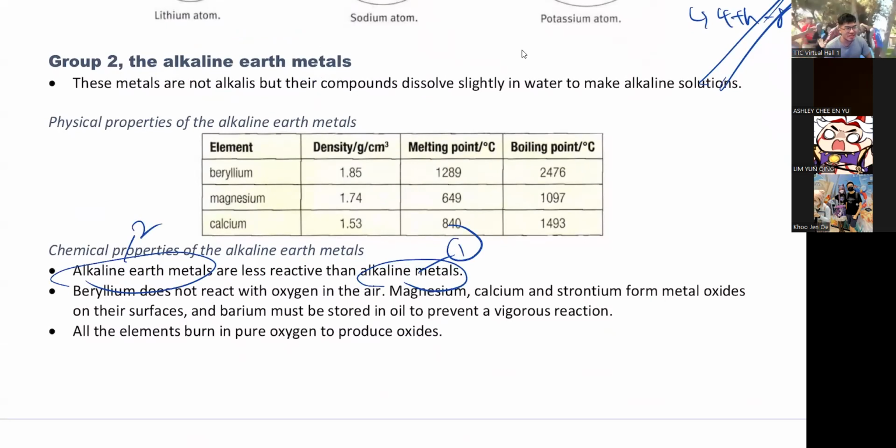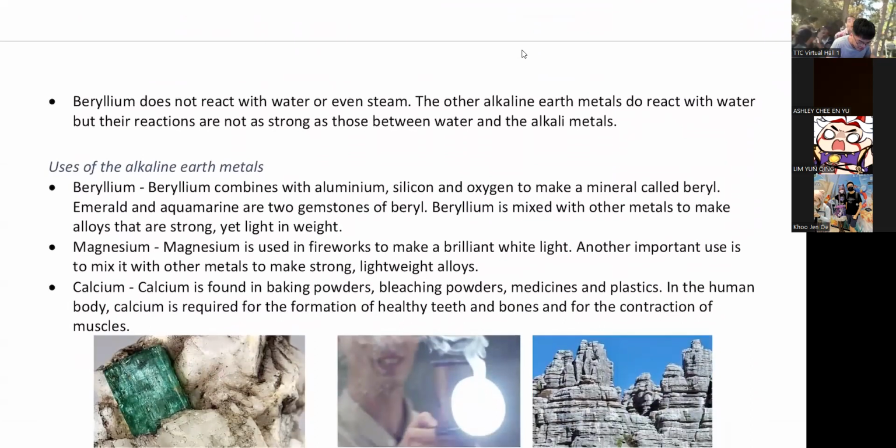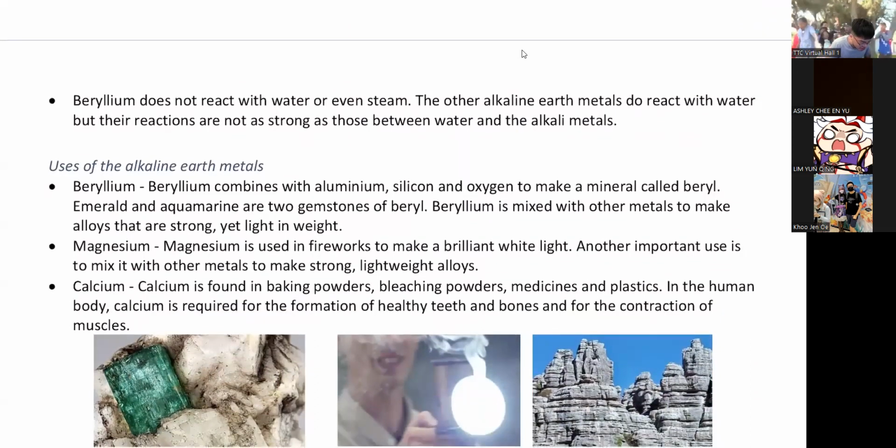Group 1 is the really cheeky one. They will react with anything. All right. So beryllium does not react with oxygen, while magnesium, calcium, and strontium do. Like I said, these three are used in your fireworks. All right. And of course, let's just look at the uses now.